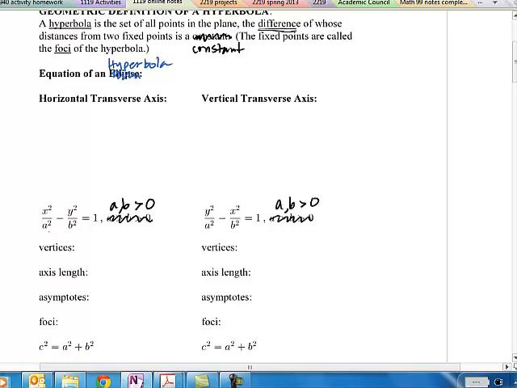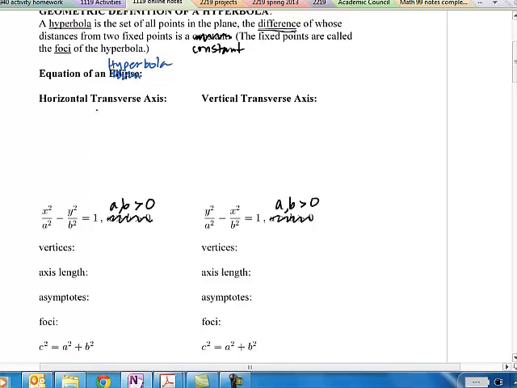But a is always the coefficient underneath the term that's positive. So if x squared has a positive coefficient, then a squared is the denominator on x squared. But if y squared has a positive coefficient, then a squared is taken to be the denominator on y squared.